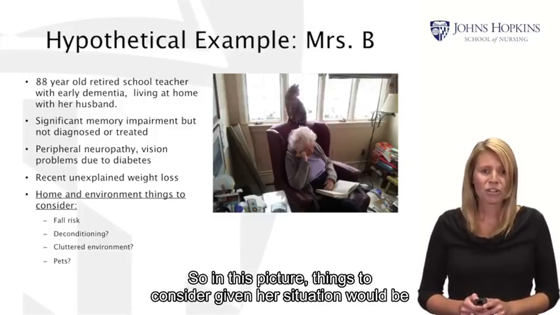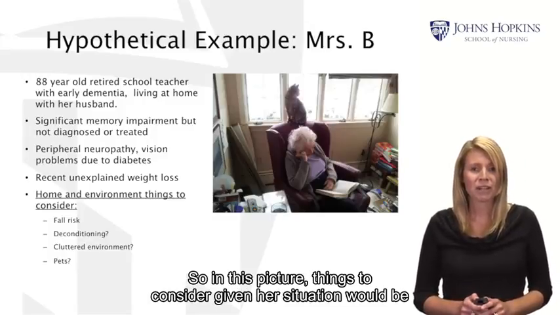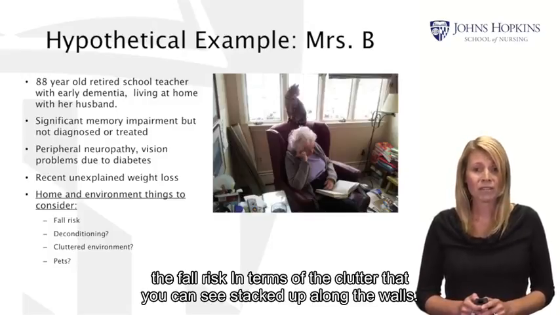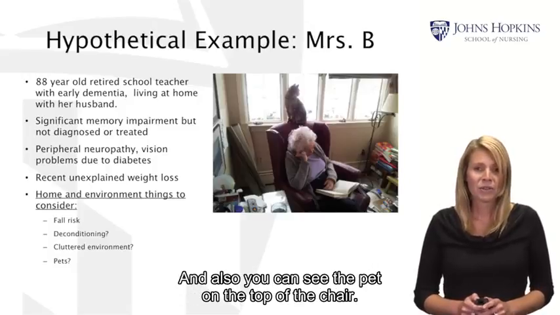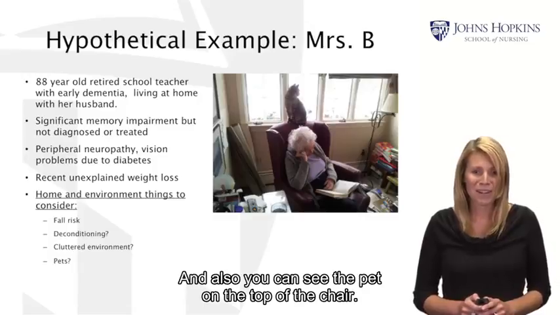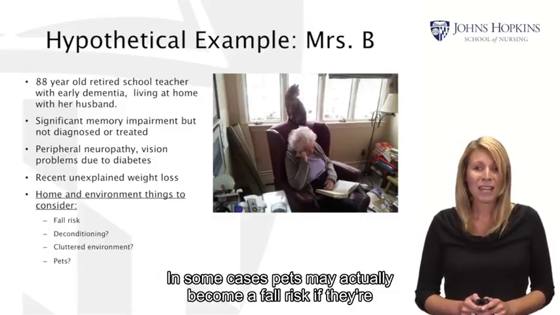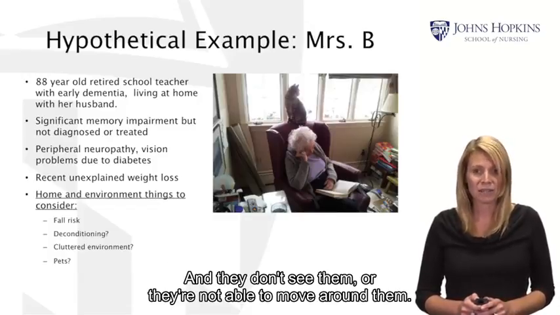So in this picture, things to consider given her situation would be the fall risk in terms of the clutter that you can see stacked up along the walls. Making sure that people have clear, unobstructed pathways reduces fall risk. And also you can see the pet on the top of the chair. In some cases, pets may actually become a fall risk if they're around the person's feet and they don't see them or they're not able to move around them.